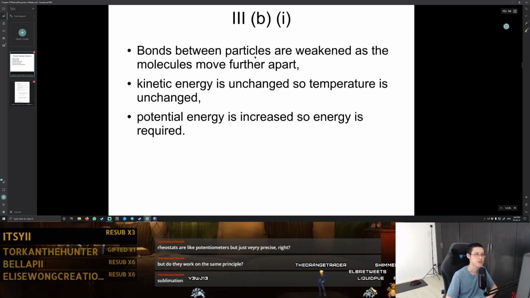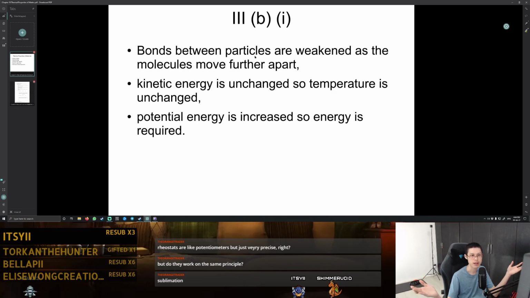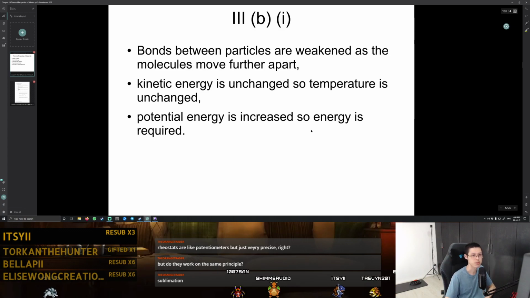Okay, so if you want to change the state of a body, you have to increase the separation between the particles, right? For example, going from solid to liquid, the particles are further apart. So if you want to move them further apart, you have to increase the potential energy. This is the standard answer that you want to quote whenever they ask you something like that.